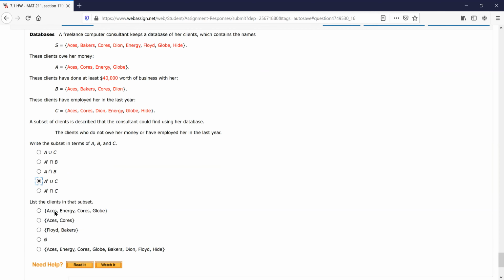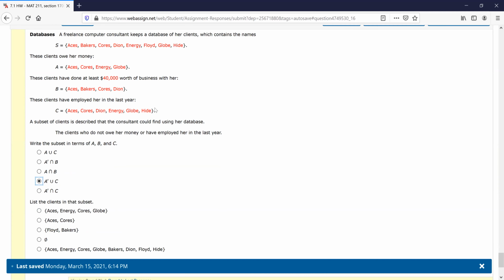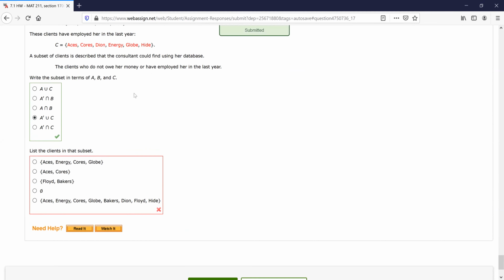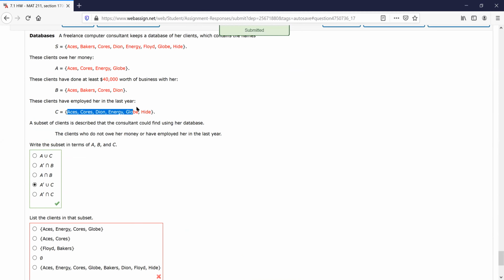So this one's a little bit harder to find. It's all the people in C, I think. Actually, let me check that. Okay, so yeah, that's right. So it's all the people in C, and then the people that are not in A. So how do I figure out what's not in A? Well, you go back to the S. S is everyone. So it's the names that are not in A.